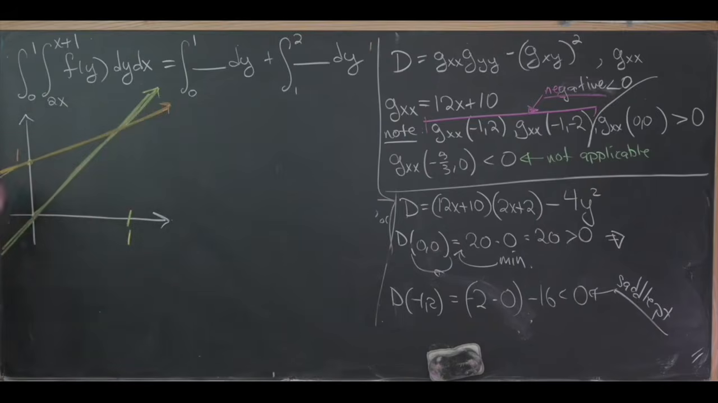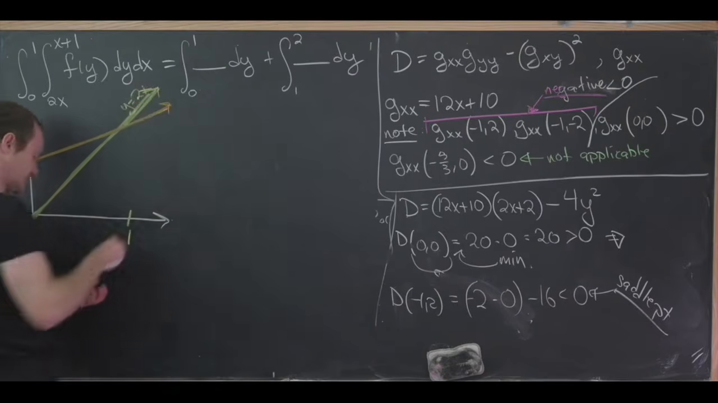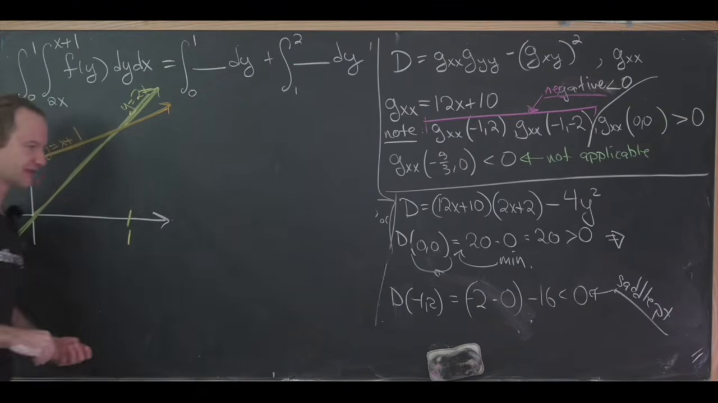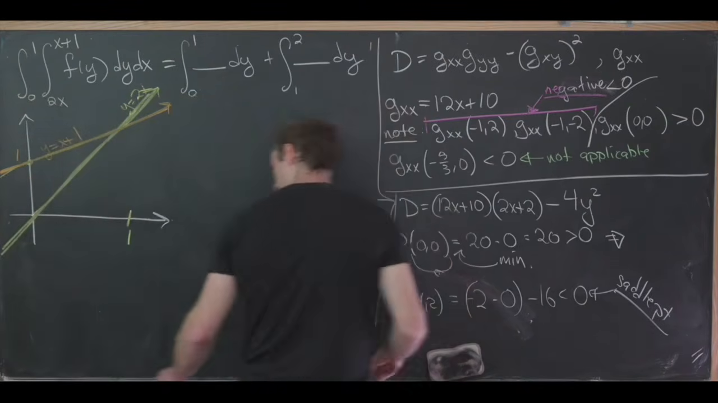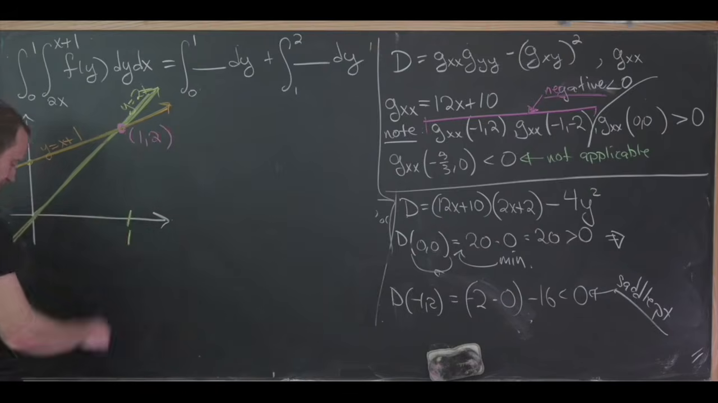Okay, so let's say this is 1 here on the y-axis. So, like I said, this yellow one is y equals 2x, and this orange one is y equals x plus 1. Let's notice they intersect at x equals 1, which is y equals 2. So they intersect right here at (1, 2).